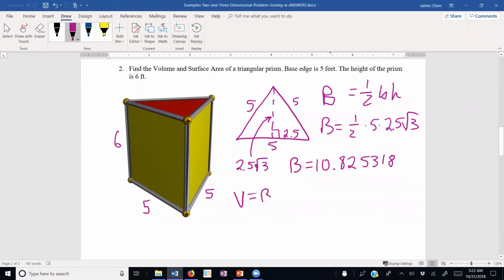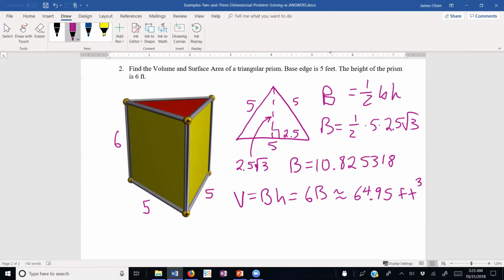Volume is base times height. So I'm going to have 6 times my base. So keep this number warm in your calculator. Do not clear it. Just hit times 6 and enter. And I get 64.9519. And now this is my last step. So I'm going to round off to 2 decimal places, 64.95, and put my units on here. This is going to be cubic feet.